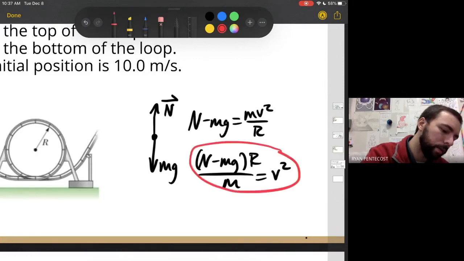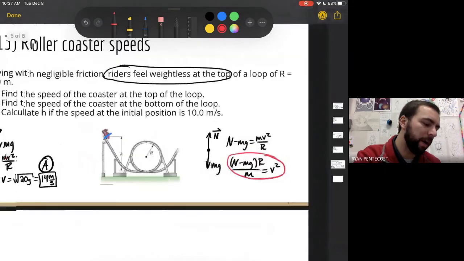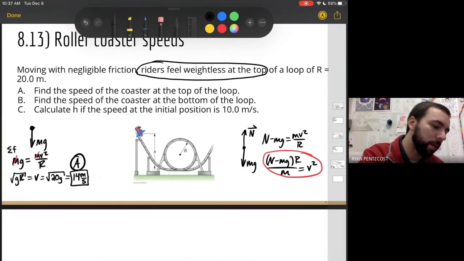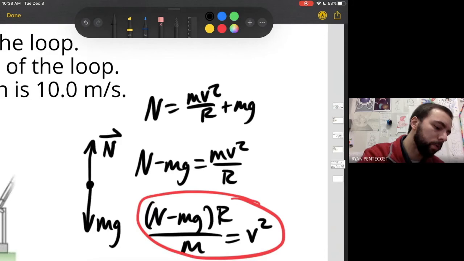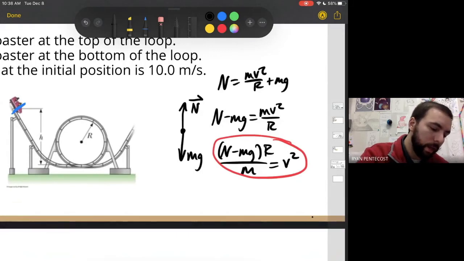That seems to have some issues, right? We don't have mass. Mass didn't actually cancel, because in this case, normal force doesn't equal mg. Normal force equals mv squared over r plus mg. So we can't just say, oh, well, normal force is mg, they cancel out. Can't even do that, right? So we hit a dead end.